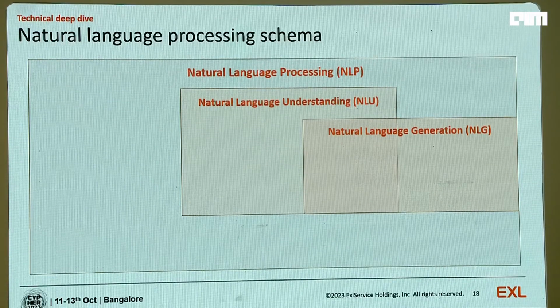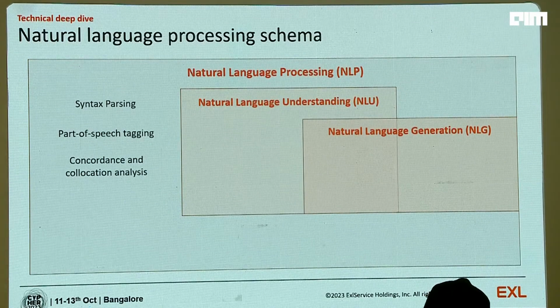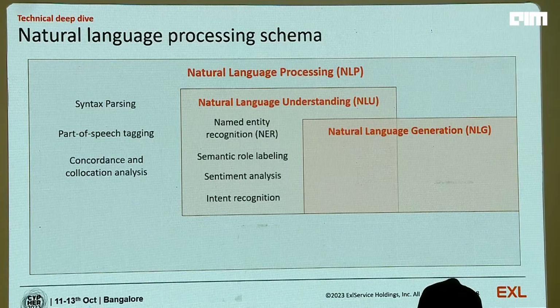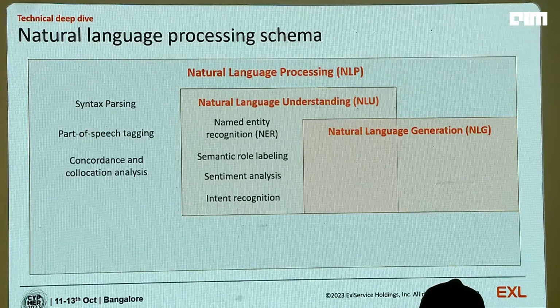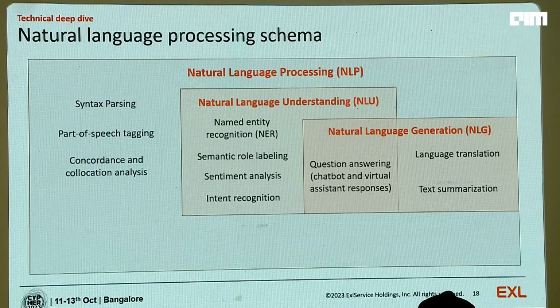There is an overlap between both of them. If you look at examples like syntactical processing of information and part of speech tagging, these are all outside NLU and NLG. But NLU is more semantic understanding of things, like extraction of names and entities from sentences. Natural language generation is more like translation from one language to another language, or text summarization. And the overlap will have some things like dialogue, where we have questions and answers through a chatbot or virtual assistant.